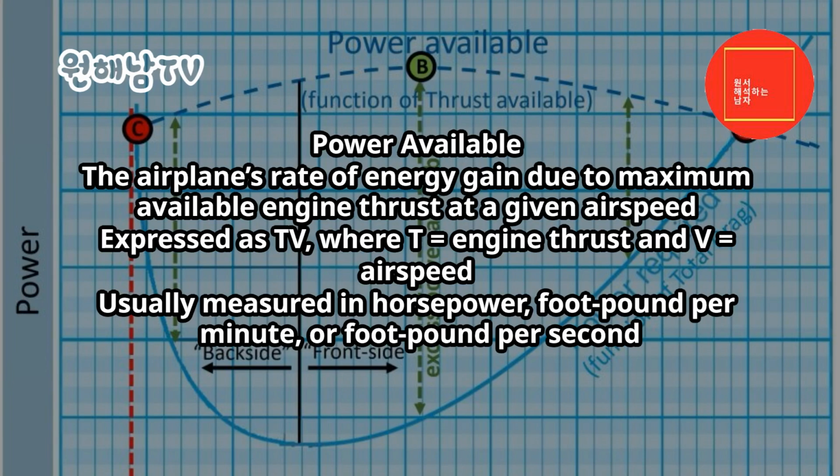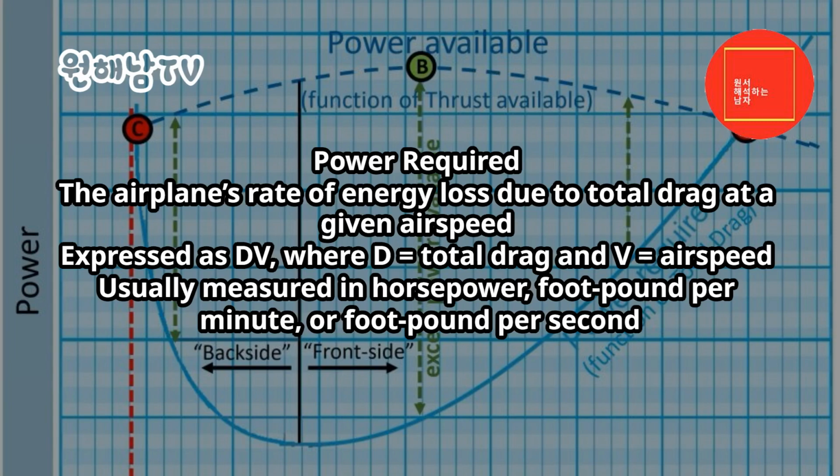Power available. The airplane's rate of energy gain due to maximum available engine thrust at a given airspeed. Expressed as TV, where T equals engine thrust and V equals airspeed. Usually measured in horsepower, foot-pound per minute, or foot-pound per second. Power required. The airplane's rate of energy loss due to total drag at a given airspeed. Expressed as DV, where D equals total drag and V equals airspeed. Usually measured in horsepower, foot-pound per minute, or foot-pound per second.